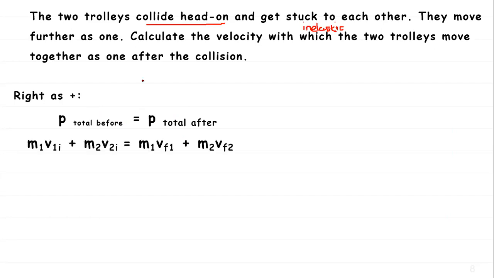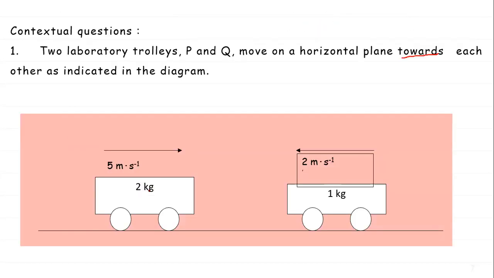Then we break it down. We know the total linear momentum before means we must sum the momentum of trolley 1 and trolley 2. And the same will apply for after the collision. So the momentum is the product of the object's mass and its velocity. And hence it is applied for the momentum of all the objects there. Then trolley 1 has a mass of 2 kilograms. There they are. Trolley 1, 2 kilograms, 5 meters per second. 1 kilogram, 2 meters per second.